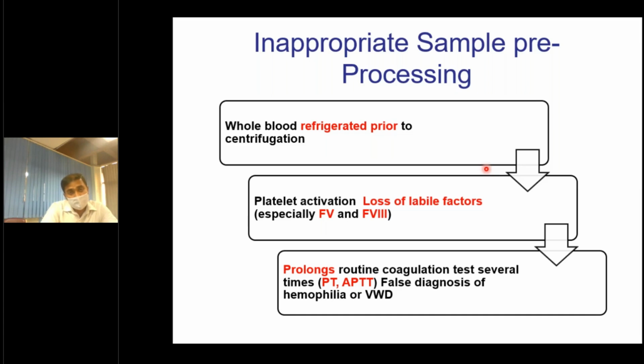One more example: if you are sending a sample for coagulation studies and the sample is refrigerated prior to centrifugation, this will lead to loss of labile factors, especially factor 5 and factor 8, which are responsible for the intrinsic pathway, resulting in prolongation of APTT values, and you may end up falsely diagnosing the patient with hemophilia or Von Willebrand's disease.